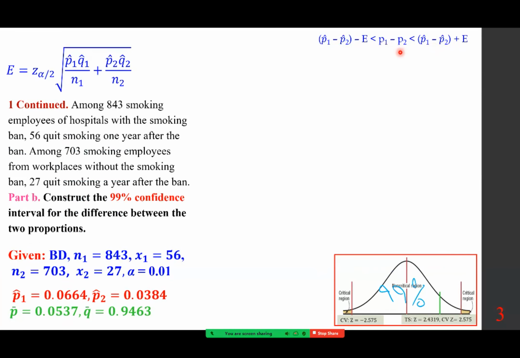And so the formula is P1 hat minus P2 hat minus E, and P1 hat minus P2 hat plus E. P1 minus P2 is between the two. Just plug in. And as you notice, basically, we have everything from here. Plug in. And the Z value, just put 2.575. By the way, plus or minus, it doesn't matter. The reason you have a plus or minus is because this is the negative, this is the positive. So let's find the value of E by plugging in the value for everything that is given here.